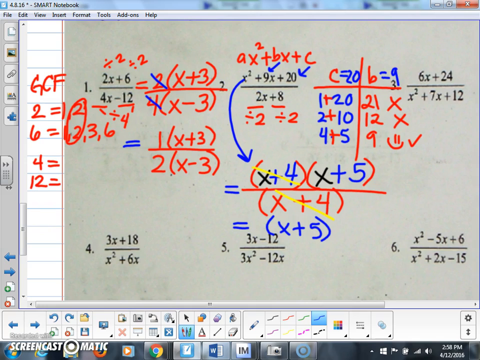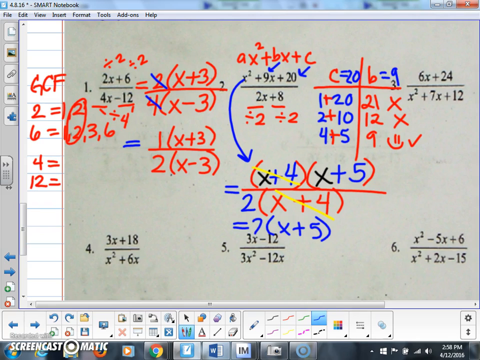But if you were to do it backwards, you'll have to put the 2 in front of it on the bottom. Oh, yes, my bad. You're right, we had a 2 here, so it'd be x plus 5 over 2x plus 8.